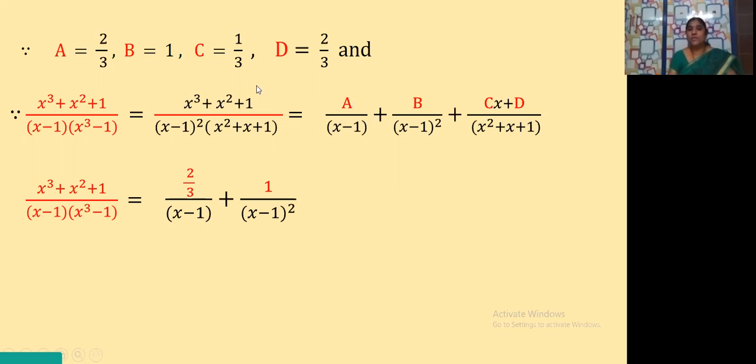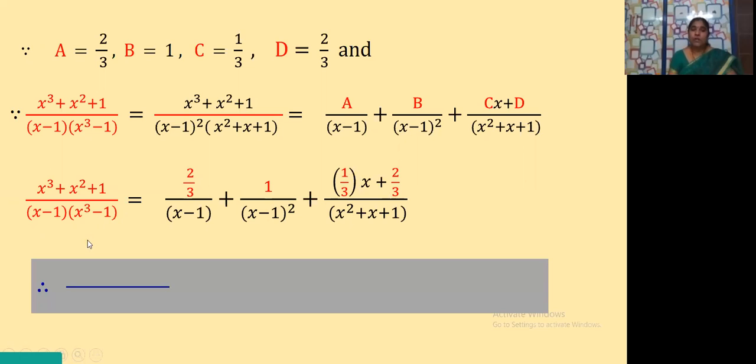What is Cx plus D? C is how much? 1 by 3. 1 by 3 into x plus D. D is how much? 2 by 3 by x square plus x plus 1. So this is the equation we have after replacing. So let us simplify it further. So now here what is the final answer?